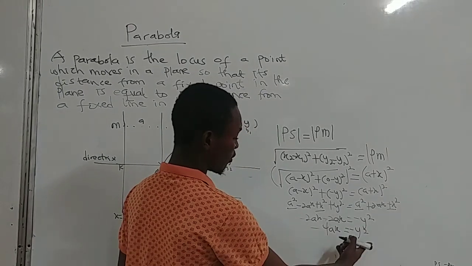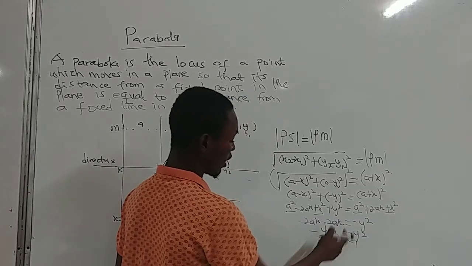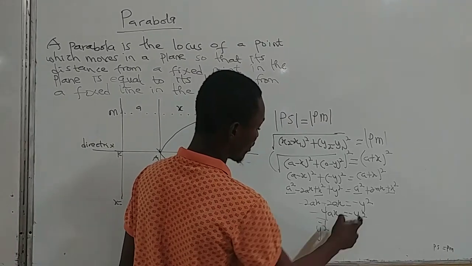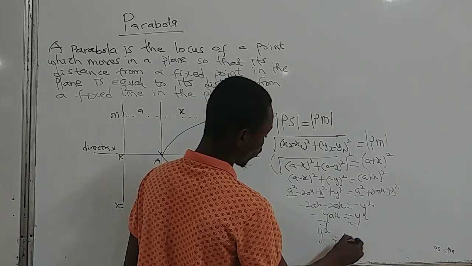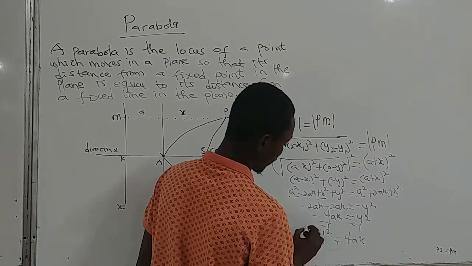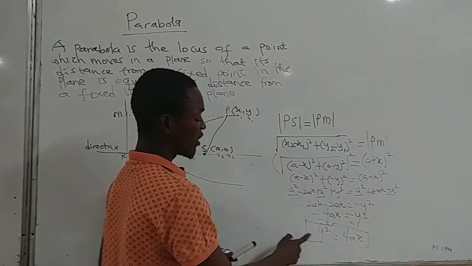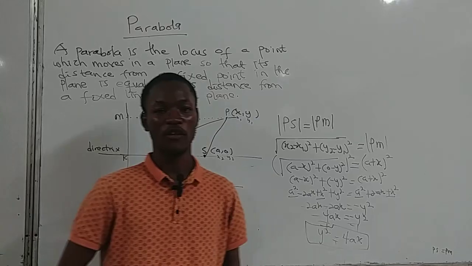Now dividing both sides by minus 1, which takes care of the negatives, it implies that y squared is equal to 4ax. And this is the standard equation of a parabola: y squared is equal to 4ax.